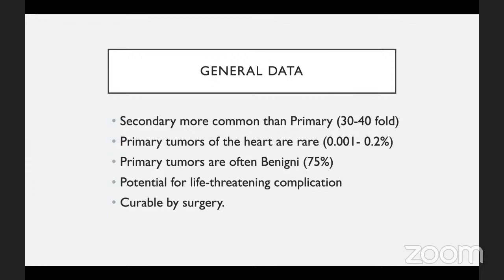These secondary cardiac tumors are more common than the primary tumors, up to 40 folds. Primary cardiac tumors are rare. They range up to 0.2%. Most primary cardiac tumors are benign. These tumors might be life threatening, or they might lead to life threatening complications, and most of them are curable by surgery.